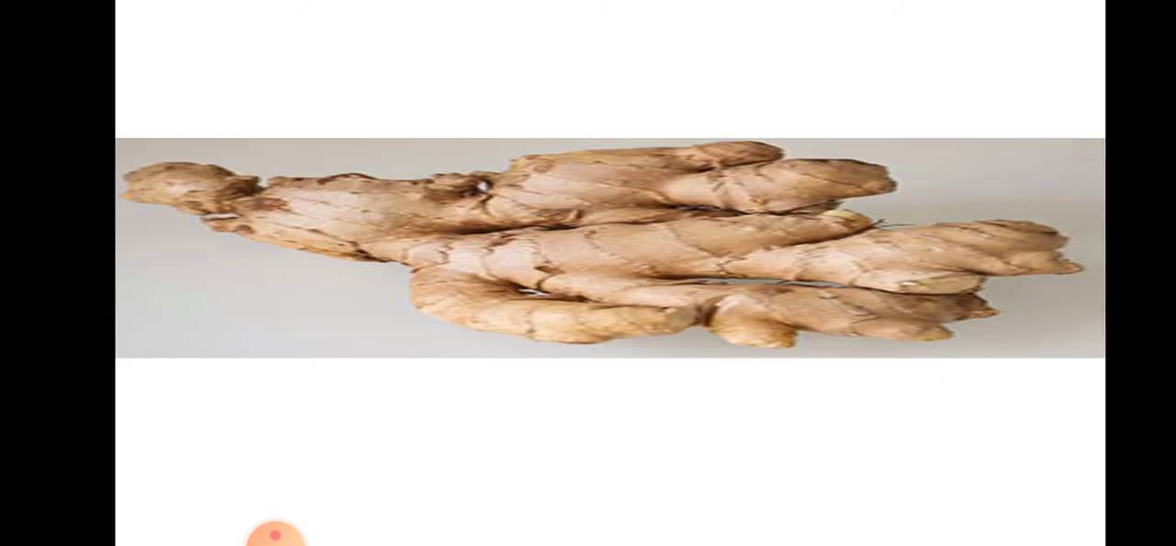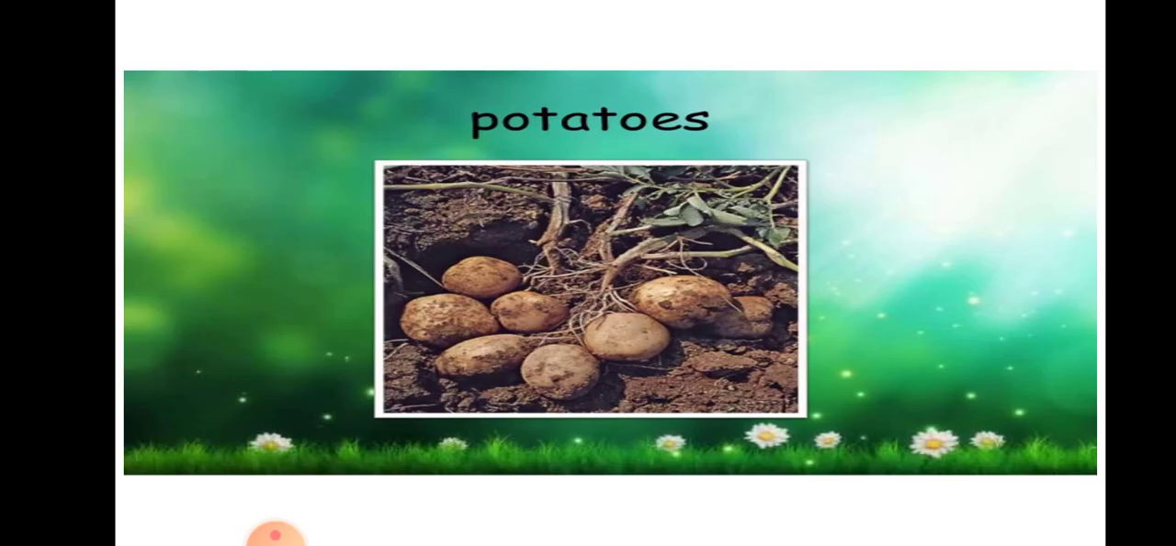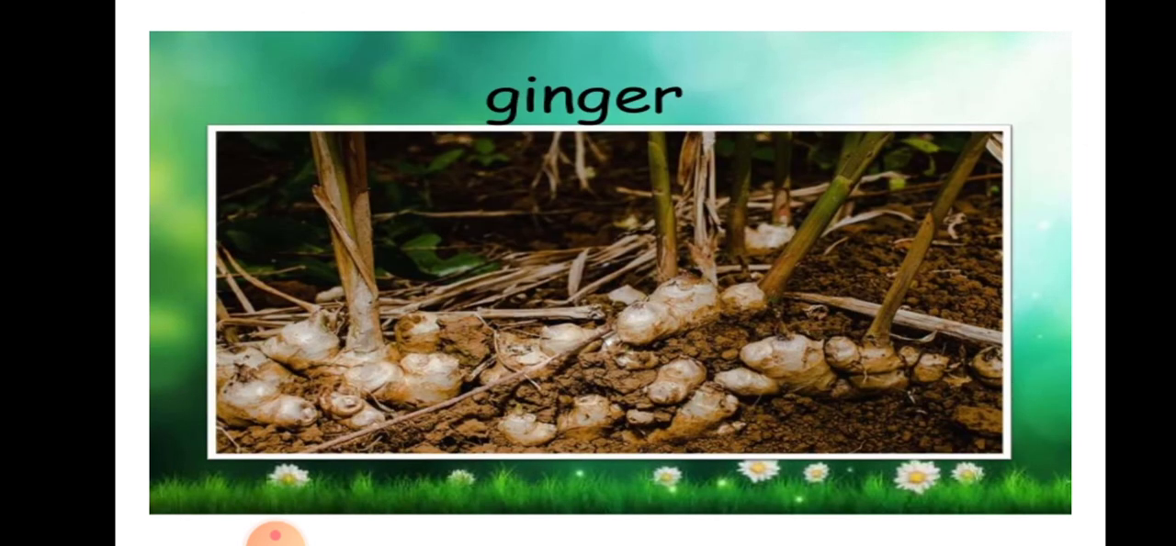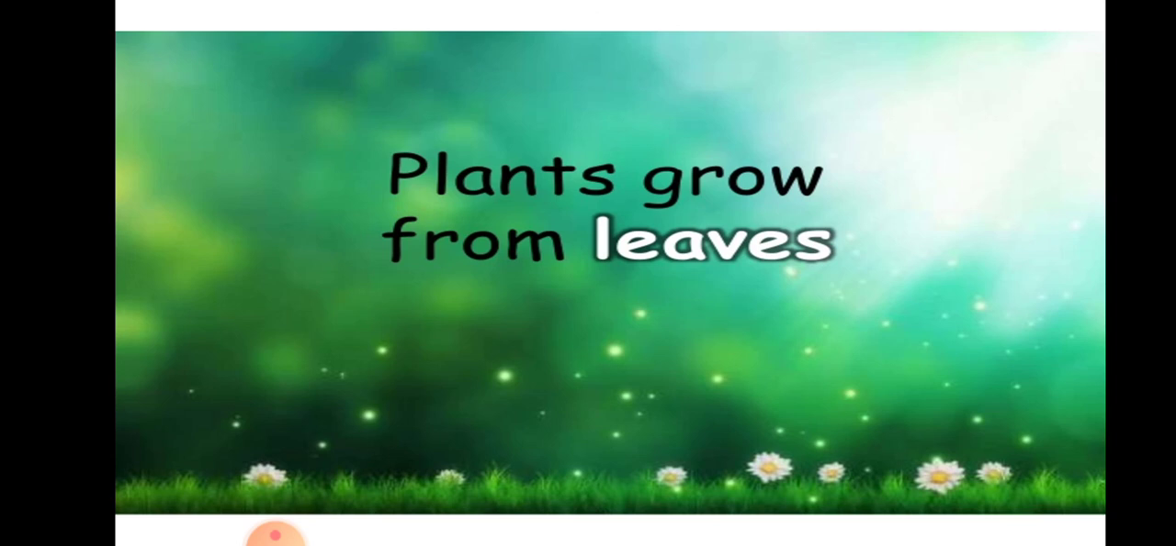In the case of the ginger, the rhizome is a branched underground stem that swells up due to storage of food. It bears buds which grow into aerial shoots and form a new plant. Rhizome is found in ginger, turmeric, sugarcane, banana and bamboo. Then in the potatoes, the potato tubers are present, and in ginger, rhizome. The plants grow from leaves.